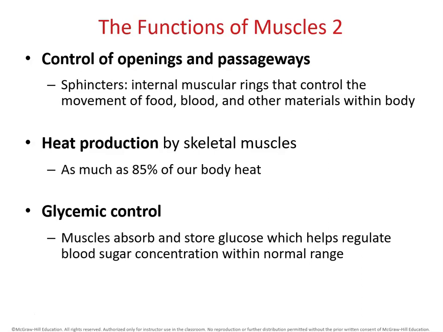As much as 85% of our body heat is produced by our skeletal muscles. Okay, so maintaining that homeostatic 98.6 degrees approximate body temperature is in large part due to heat production by your muscles. Also, muscles are able to store and release as necessary glucose in the form of glycogen, and this helps to regulate your blood sugar when you are between meals or exercising.